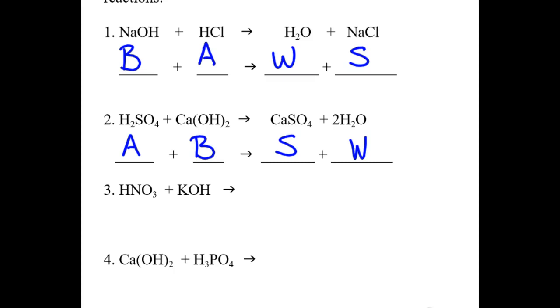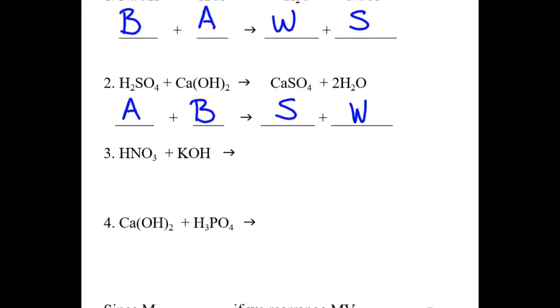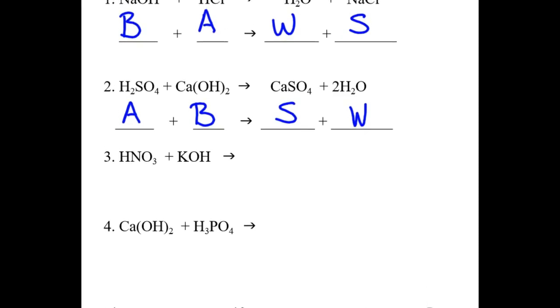So for number 3, I have the reactants, and same thing for number 4. So on your own, try number 3 and number 4. Number 3 is HNO3 plus KOH, and number 4 is Ca(OH)2 plus H3PO4. So if you're watching at home, pause the video. All right, and we're back.